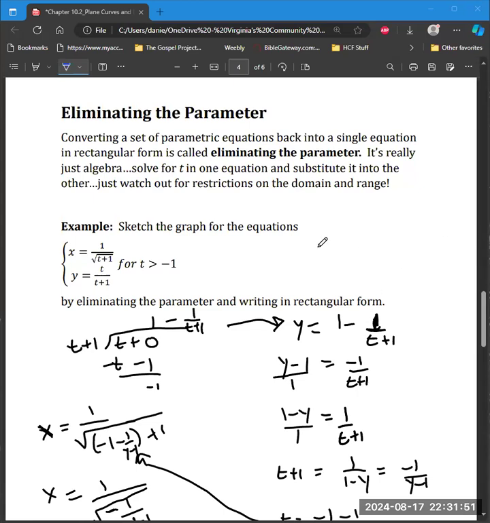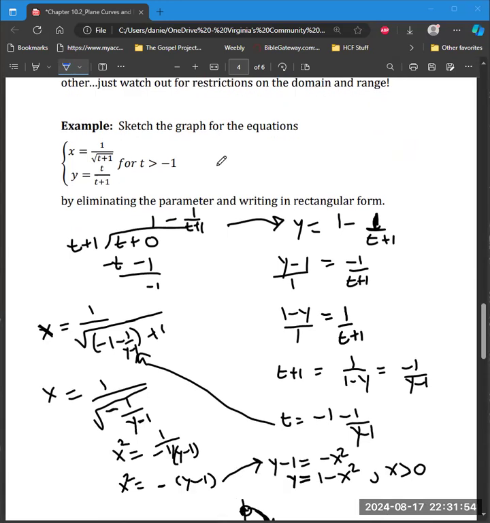So let's sketch the graph for the equations x equals 1 over root t plus 1, and y equals t over t plus 1 for t greater than -1. I'm going to start with this equation, y equals t over t plus 1, solve for t, and substitute back into the x equation, and then solve for y.